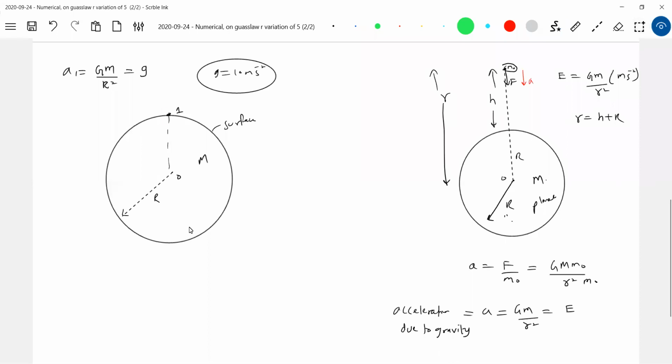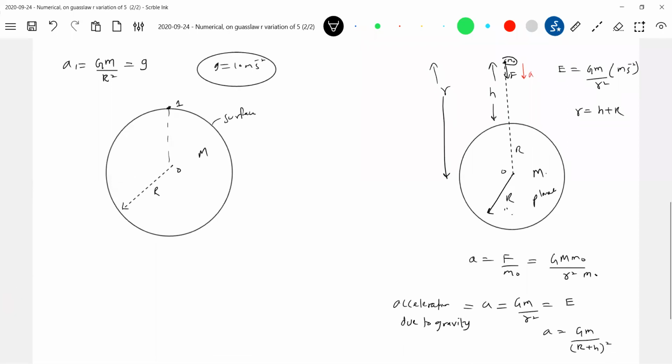As you move up, look at this formula. According to this formula, what is acceleration due to gravity? Is it a constant? No, it is variable. On the surface of the Earth, it is equal to g. So as you move up, what should happen to acceleration due to gravity? As h increases, acceleration due to gravity should decrease. So now we are going to study that variation of acceleration due to gravity. This is something very important.